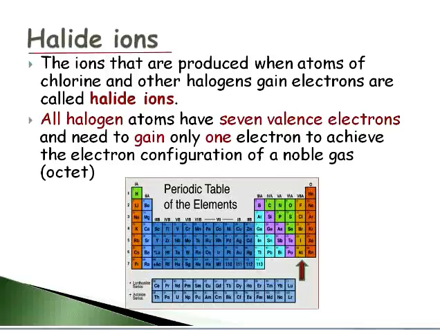A halide ion is an ion produced when atoms of chlorine and other halogens gain electrons. These are halogens, and we call them halide ions. Some groups just have special names. All halogen atoms, group 7, have 7 valence electrons and need to gain only 1 electron to achieve the electron configuration of a noble gas, an octet. And so here we see fluoride, chloride ion, bromide, and so on, iodide, astatide. So here are these halide ions. We really don't use this a lot. We usually use these four.